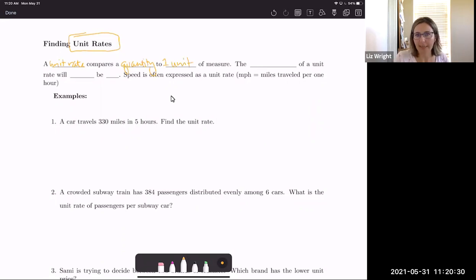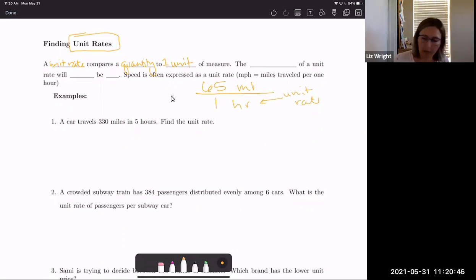So that's like that example of 65 miles per 1 hour. That's actually a unit rate. So not only is this a rate, but this is specifically a unit rate because my denominator is 1. And that's exactly what I'm getting ready to write in here. The denominator of a unit rate will always be 1.